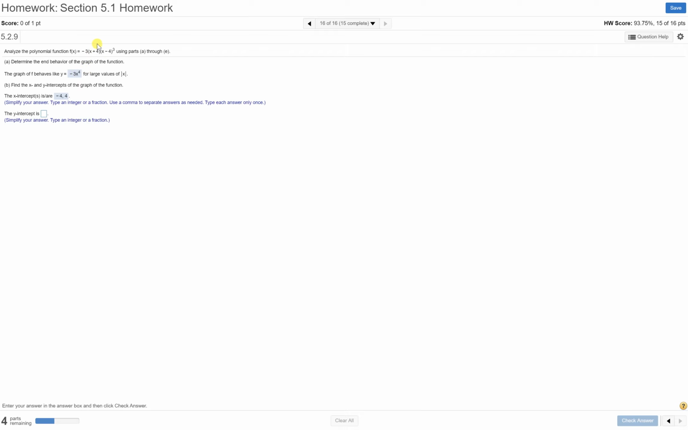0 plus 4 is 4. Let me actually write this out. It's going to be y equals negative 3 times 0 plus 4 times 0 minus 4 to the 3rd power. So I definitely am going to use a calculator here.